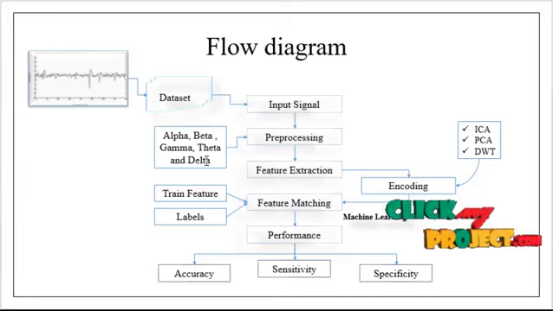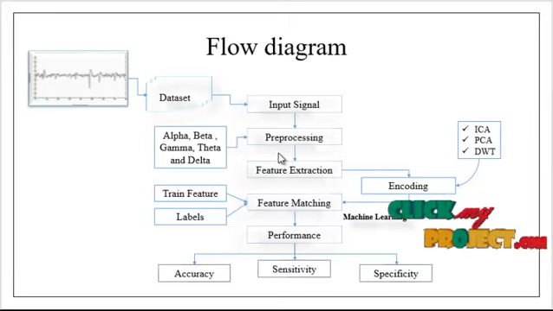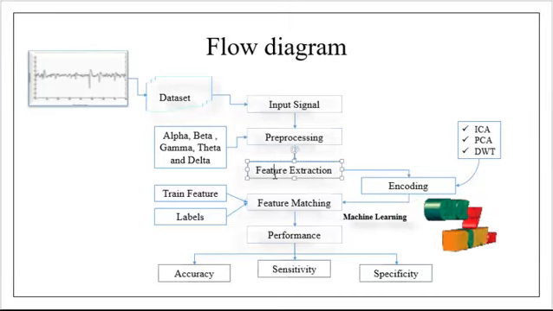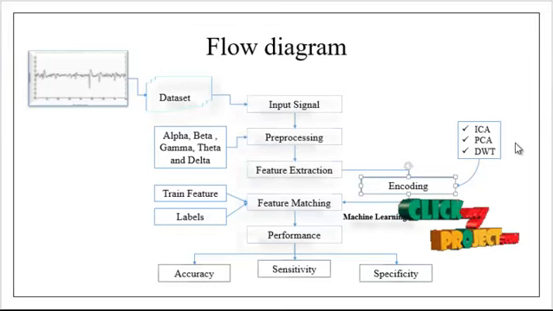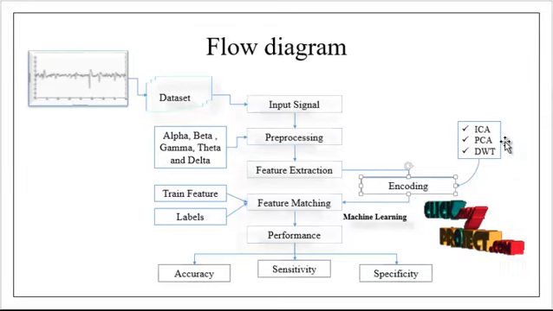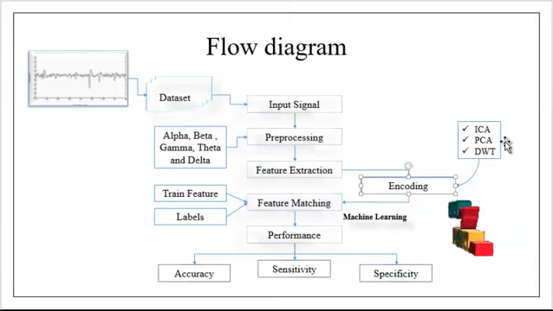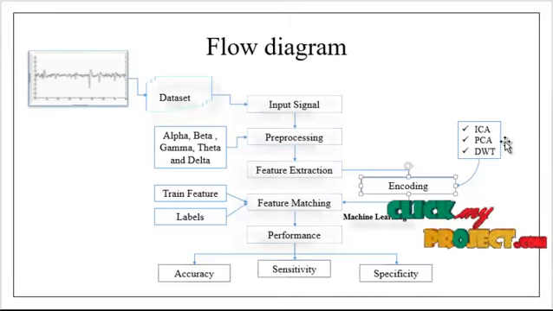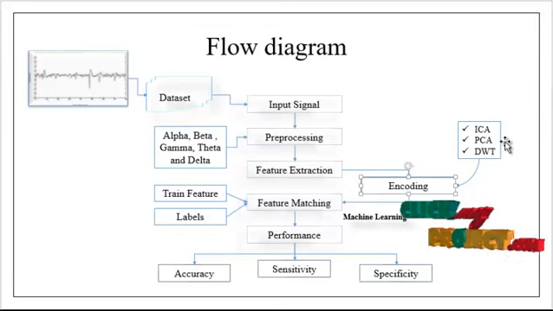After splitting into alpha, beta, gamma, theta and delta, we have to extract the features from these subbands. So we apply feature extraction in the next step by means of feature encoding in 3 stages. One is ICA, another is PCA, and the third is DWT. Using these 3 algorithms, we extract the features from the signal. After extraction, those features are considered as the test feature, because the feature is extracted from the single input signal.